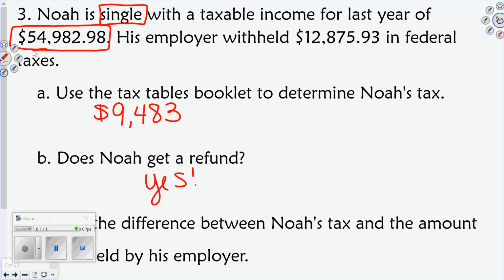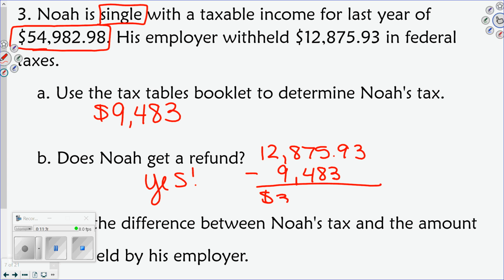Good. So they withheld $12,875.93, but he only owed $9,483. So just subtract those, and we'll figure out how much of a refund he gets. When people get excited about tax refunds, it's because their employers took out too much money. So he's going to get a refund of $3,392.93. That's something to be excited about, right?